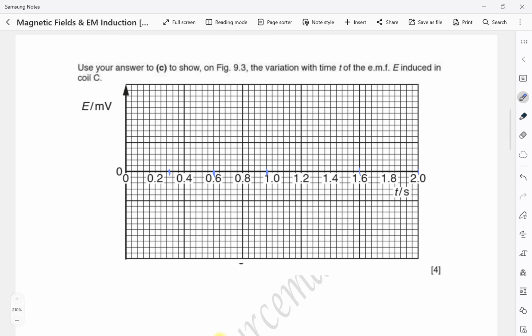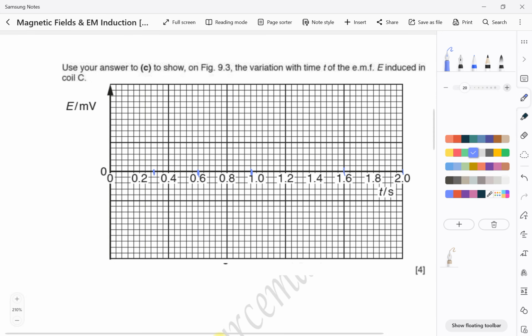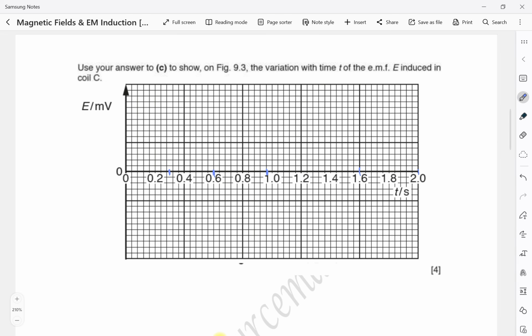I'll try to draw this line. Try to increase the font. Okay, so for those values of time, the induced EMF is 0.